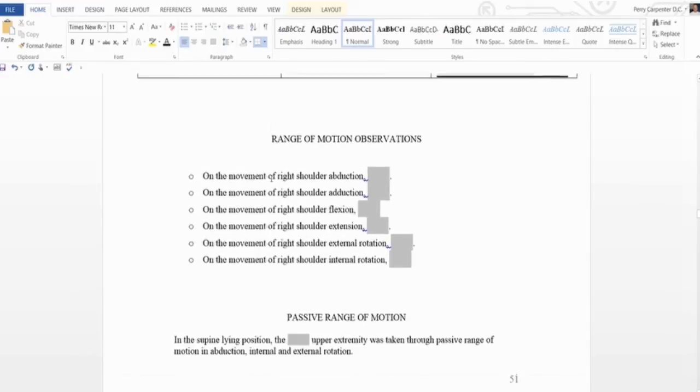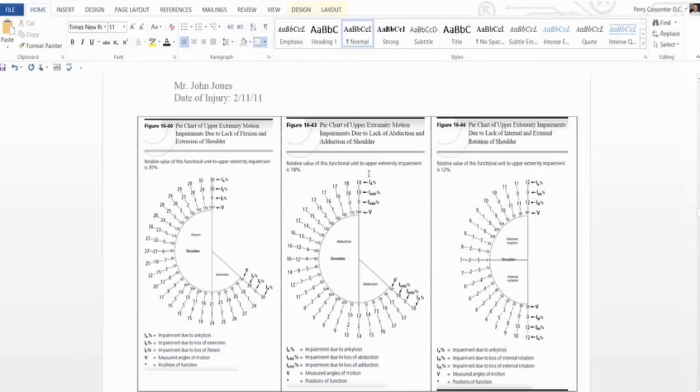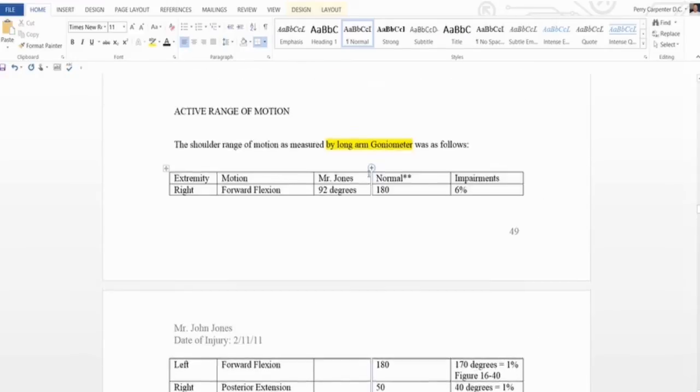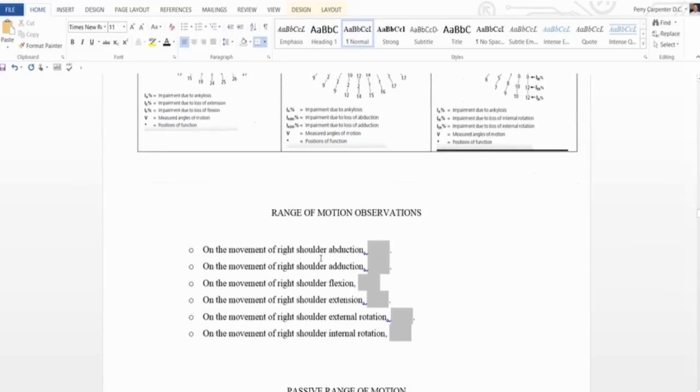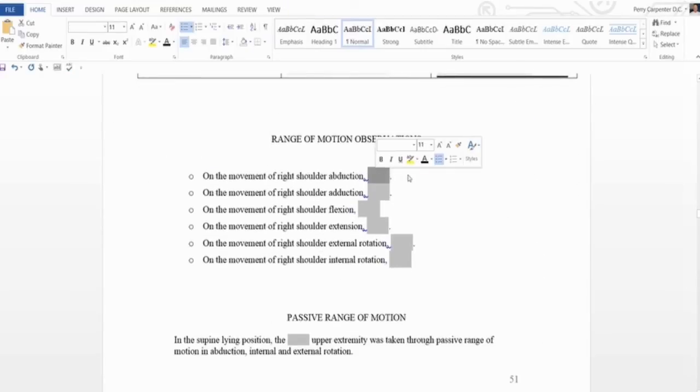Here you would provide your observations on the range of motion. And here is where you want to give some description to your findings. See, it's much more compelling to provide a description along with the physical measurement. Simply providing the physical measurement does not give sufficient information or detail for the lay person and the reader of your report to draw appropriate conclusions.